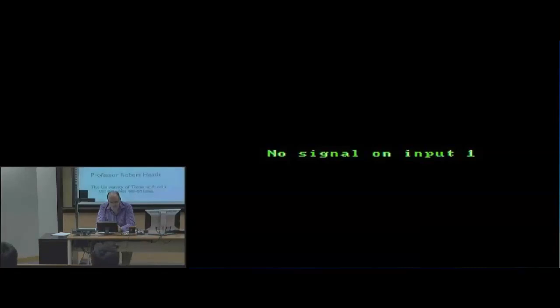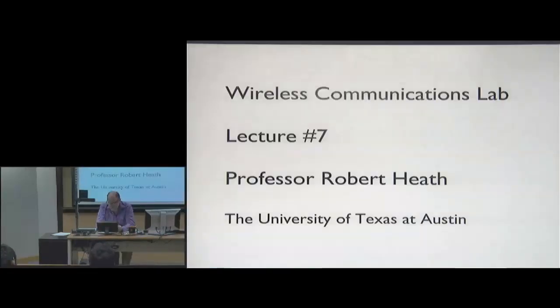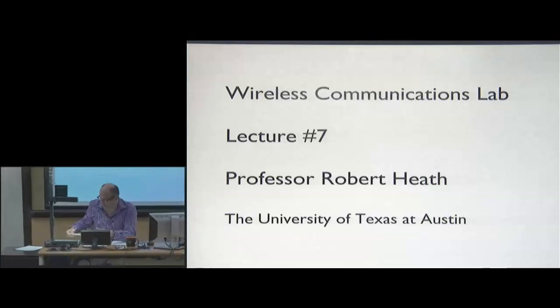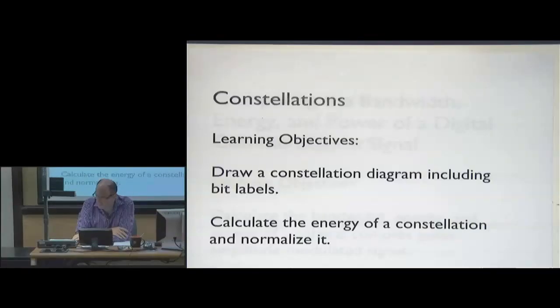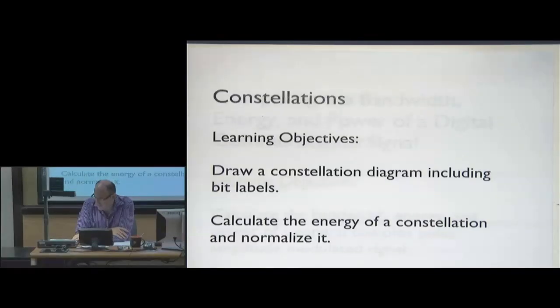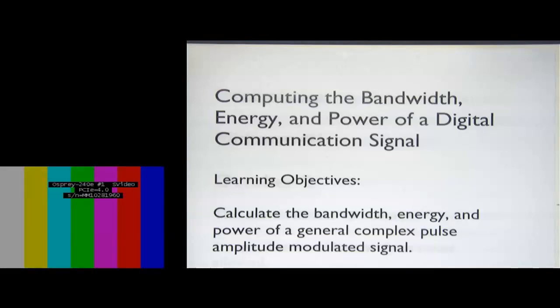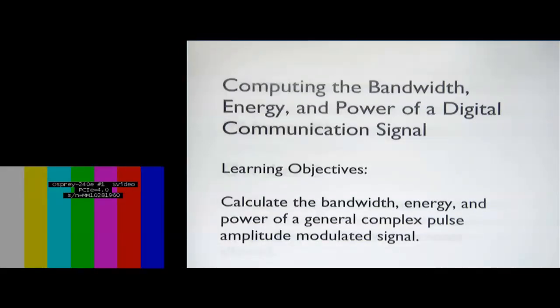All right, we're back. Let's go ahead and get started. So I'm Robert Heath. This is lecture number 7 of the Wireless Communications Lab. What we're going to do today is finish up the discussion on constellations, in particular talking about how to make a constellation zero mean, how to calculate its energy, and make it unit energy. We'll talk about computing the bandwidth, energy, and power of a digital communication signal.